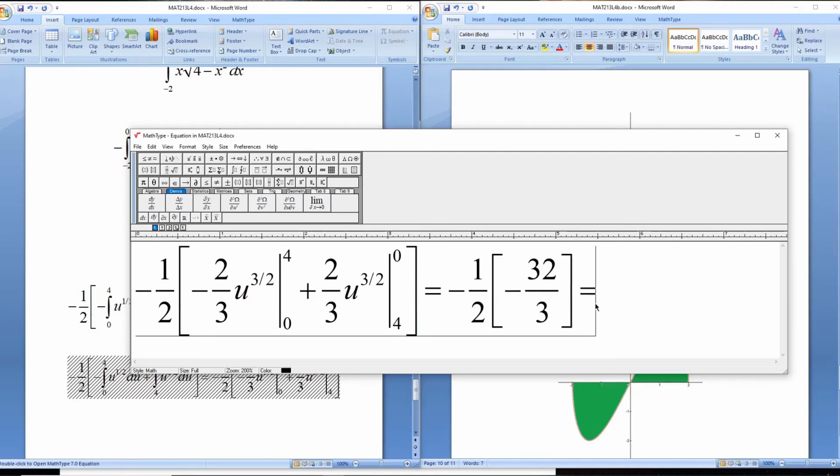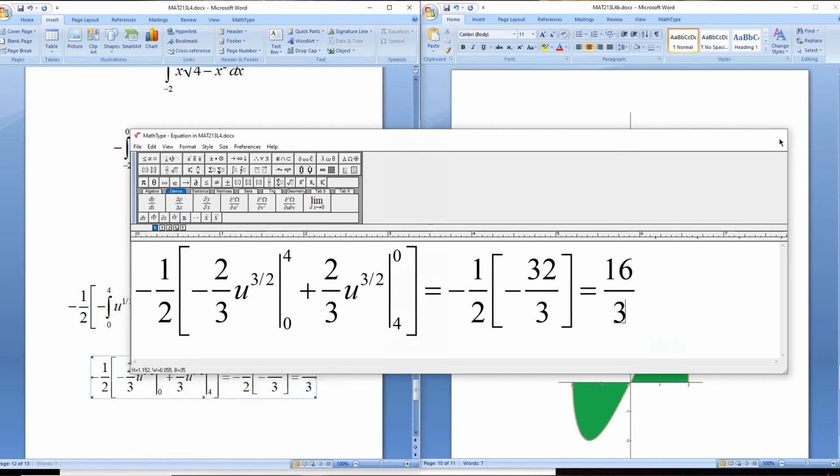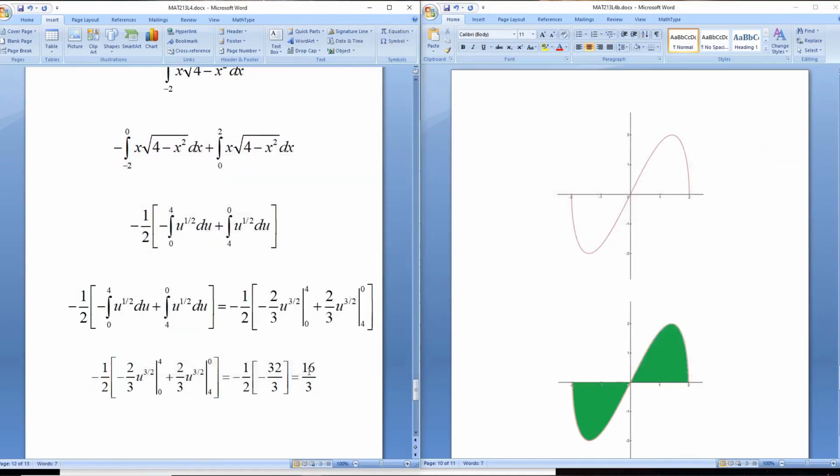And then for our final answer, because we have a minus times a minus, now we have a positive answer. So we have 32 divided by 2 to get us 16/3. And 16/3 then is the physical area. That is the area you're seeing in green here.